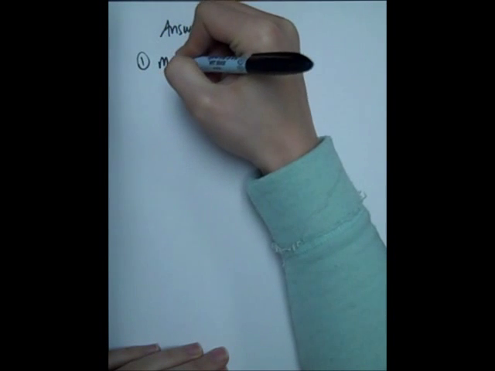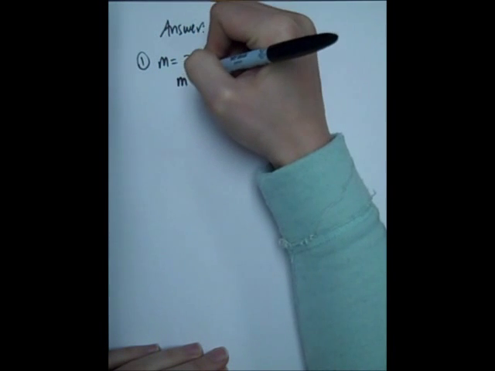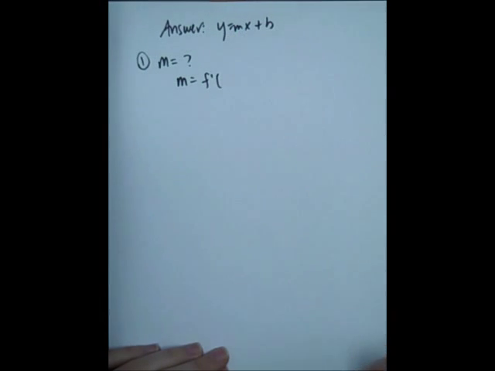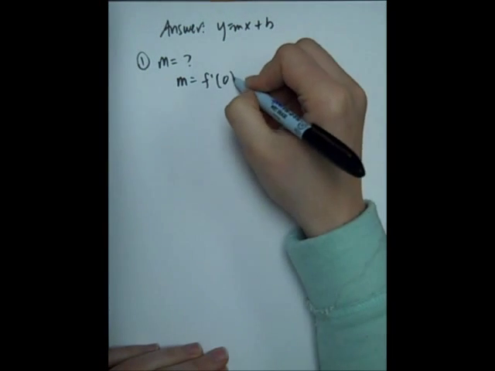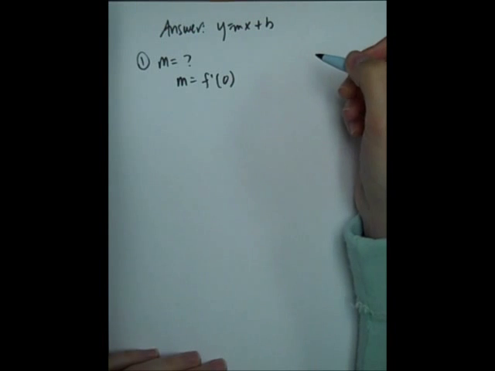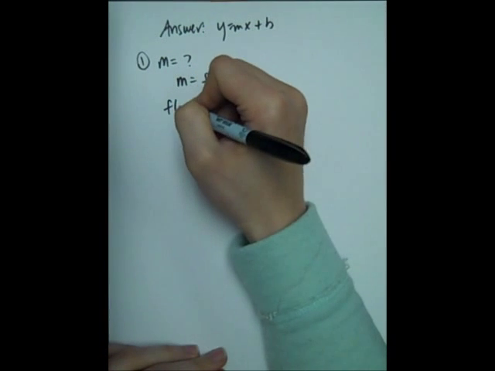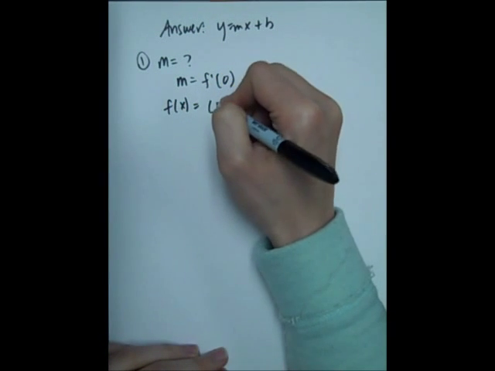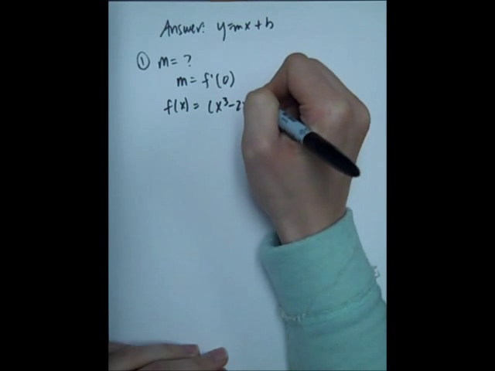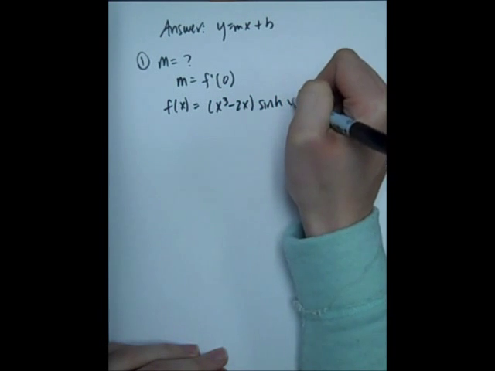Two steps to go through. First, we got to find m. Remember, m is always the derivative at whatever x value we're looking at. So we're trying to look at x equals 0, so f prime of 0. Let me write down our function one more time. So it was x cubed minus 2x times hyperbolic sine of x.